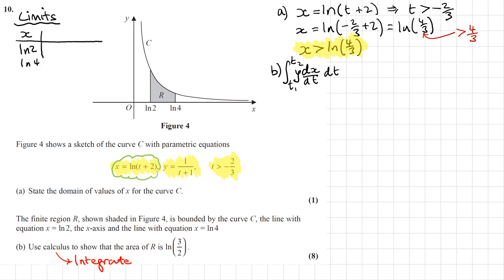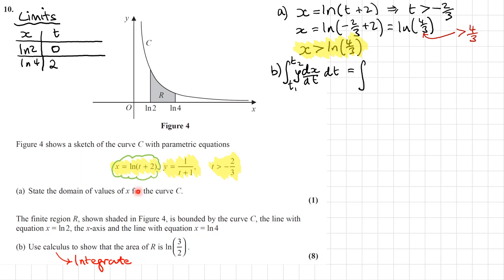And let me change those limits into t limits. Now if x is log 2, that means that the value of t over here needs to be 0. So that's one limit. If x is log 4, this value of t here needs to be 2. So make that 2. So now I have my parametric limits.